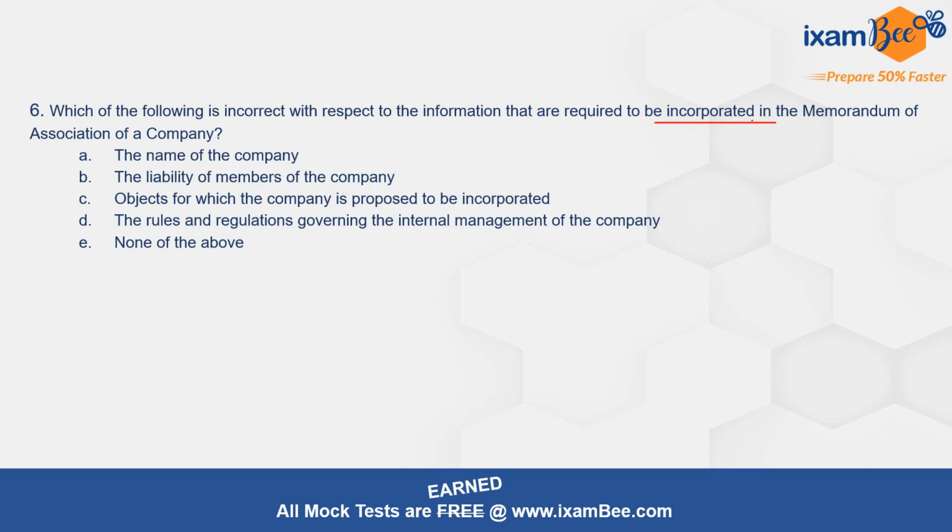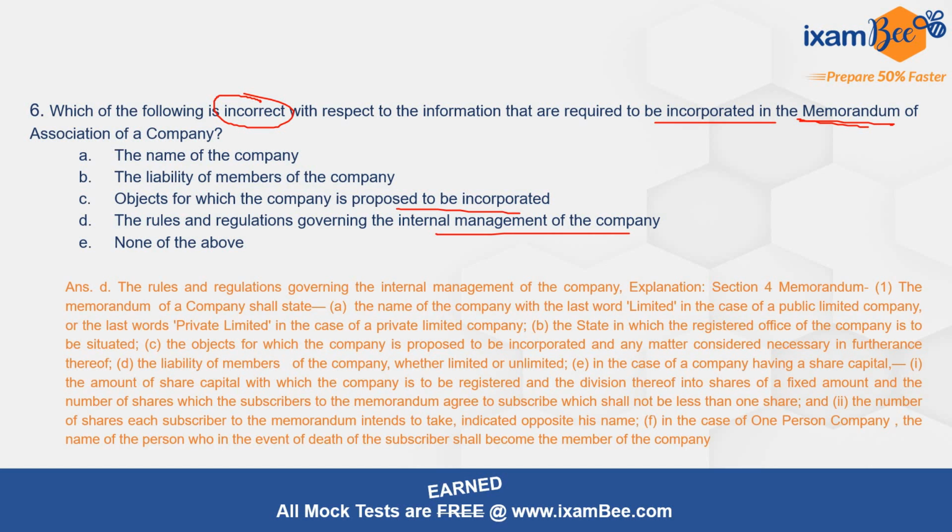Now if we focus on this particular question, it is asking what all things are required to be incorporated or stated in the Memorandum of Association, and you have been provided various options like the name of the company, the liability of the members of the company, objects for which the company is proposed to be incorporated, rules and regulations governing the internal management of the company, and none of the above. So which is incorrect with respect to the things that are required to be contained in the MOA of the company? The correct option is D, that is the rules and regulations governing the internal management of the company, because this is with respect to the Articles of Association, and that is why this is incorrect. Rest all options are correct.